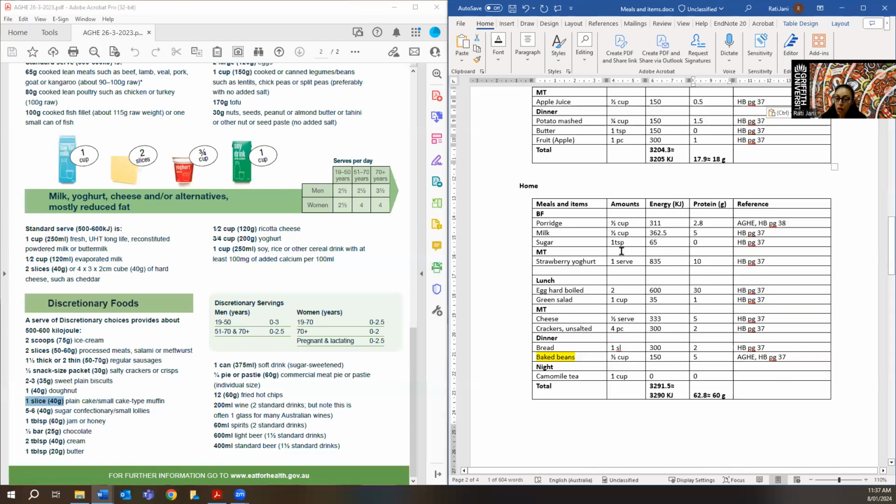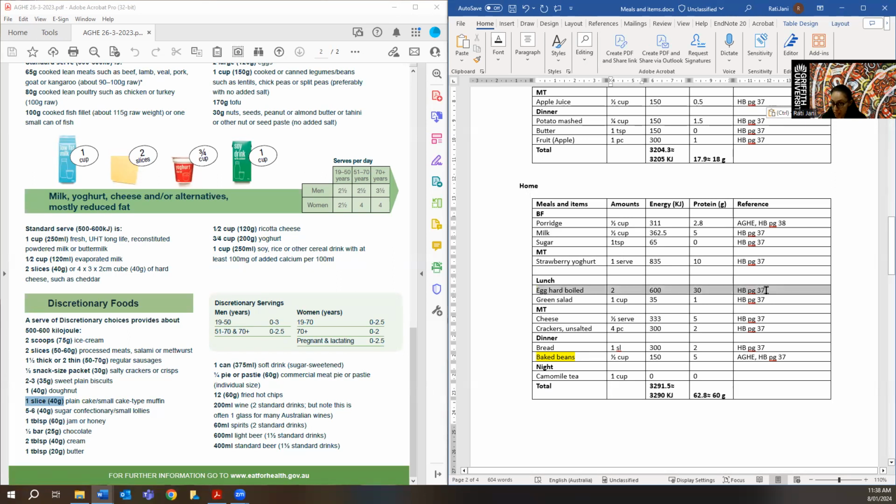This is what I have done with the home meal as well. Porridge, you know how it is done. Milk, sugar, you know it is there in your quick ready reckoner. Strawberry yogurt, which is flavored yogurt, is there in your quick ready reckoner. That is where I have got the information from. One serve, again, is there in your quick ready reckoner. The best part about the quick ready reckoner is it gives you the serve and it gives you the nutrients.